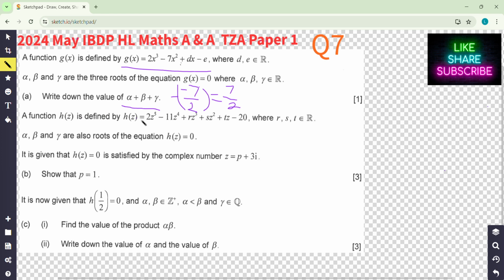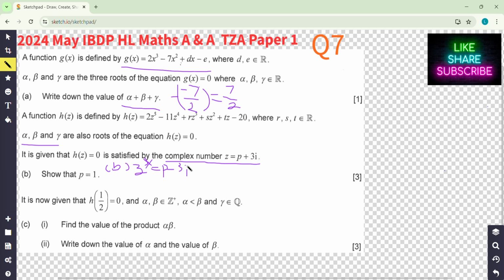Next one, okay, very complicated. Wow, degree 5, but relax. So it has 5 roots, okay? Can even be a complex number too. But alpha, beta, gamma are the roots already, so their sum is 7/2. We will use it. And then he said that one of the roots is p plus vi. So you know that p minus vi is also a root. So for part B, you will say the other root is z star, the complex conjugate, equals p minus vi.